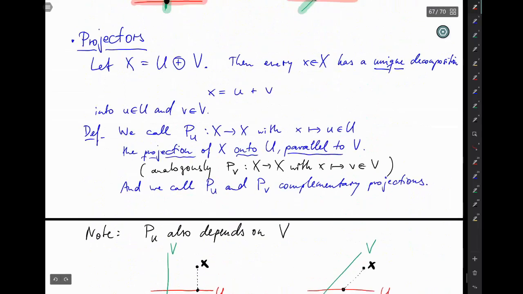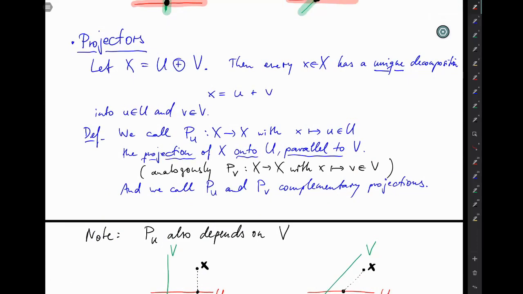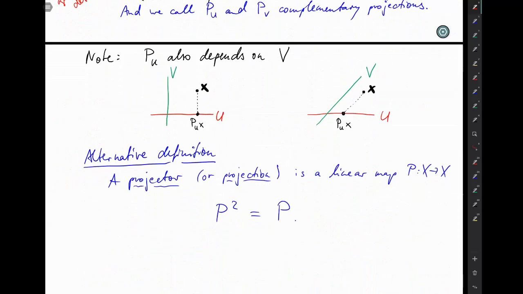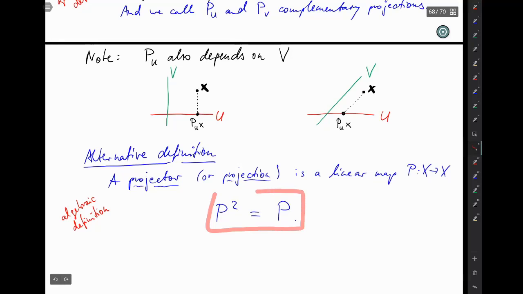So let's call this the geometric definition, because it's speaking about the subspaces and how one together with the other spans or gives you the whole space as a direct sum. And let's call that one the algebraic definition, because all it's saying is this little algebraic equality here.